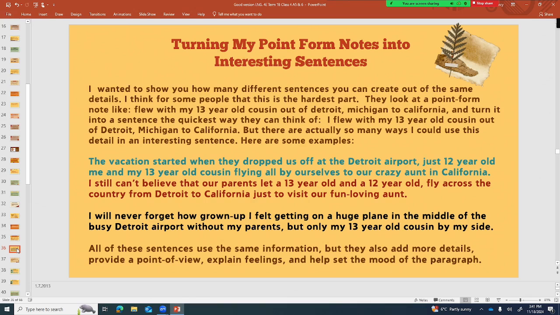Now, to go on, I'm going to keep looking at my point form notes and take them one by one and turn them into an interesting sentence. I wanted to show you how many different sentences you can create out of the same details, because I get the impression for some people this is the hardest part. So they look at a point form note like "flew with my 13-year-old cousin out of Detroit, Michigan to California," and they turn it into a sentence the quickest way they can think of.